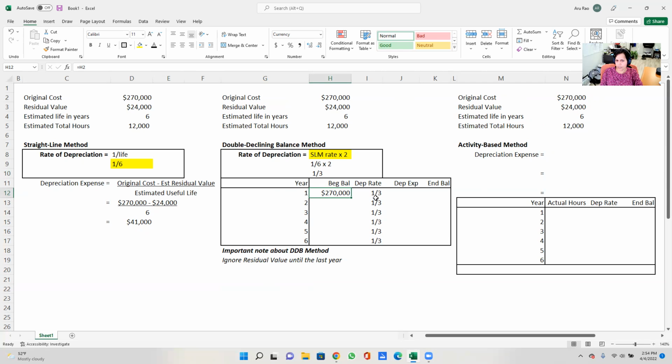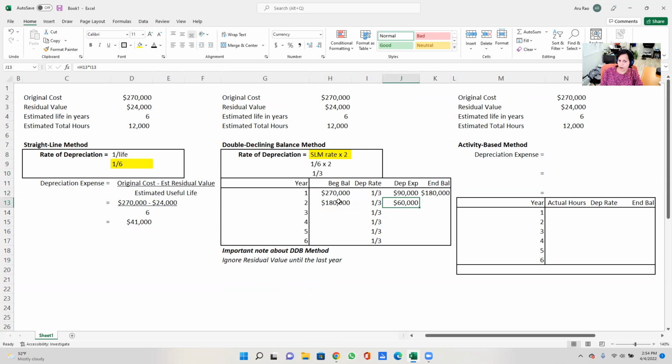In the first year, I'll depreciate it 1/3. That gives me depreciation expense of $90,000. 270 times 1/3, 90,000. The ending balance I have is 180. That is the original cost of the asset minus accumulated depreciation. I've accumulated 90,000 so far. It's 180. The beginning balance next year is 180. 1/3 of that number will be depreciated. 1/3 of that number works out to 60.